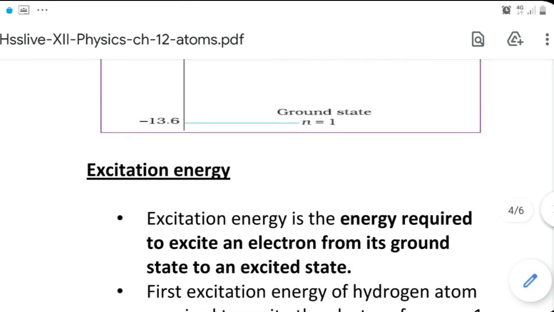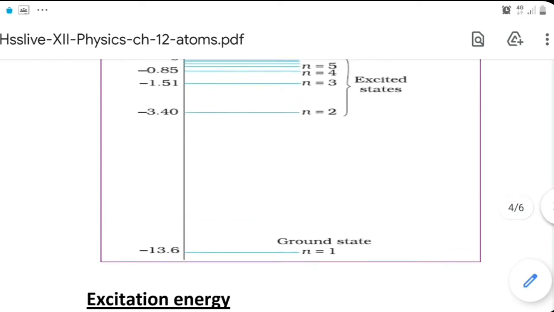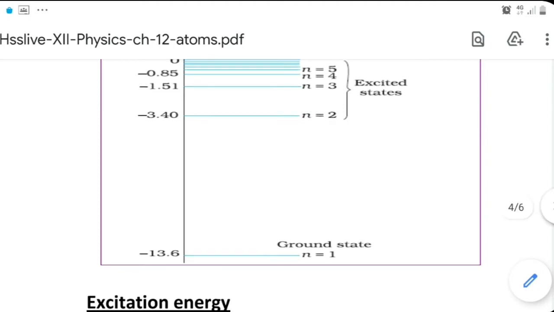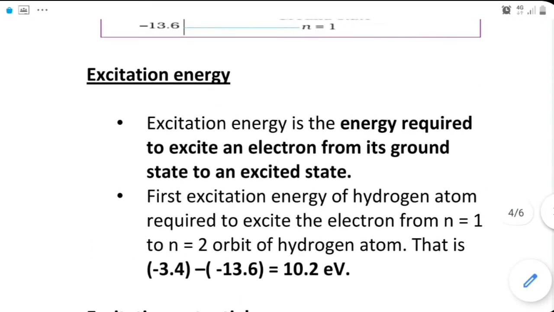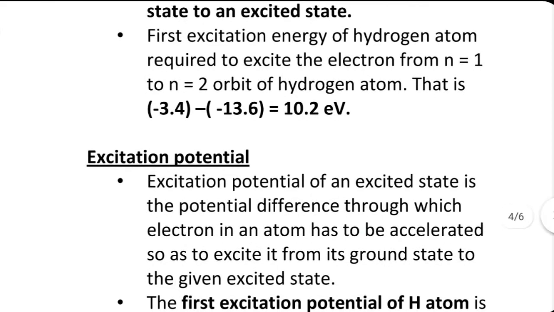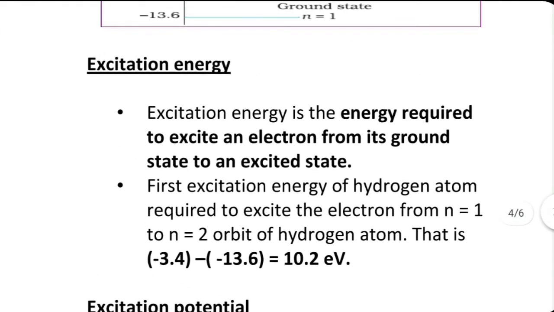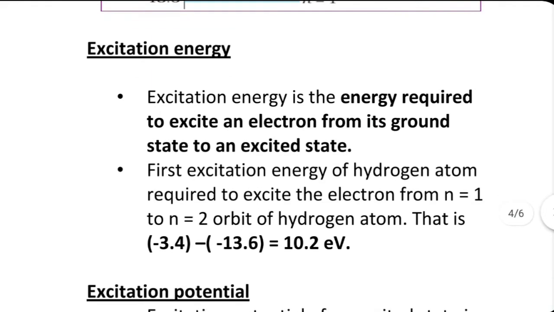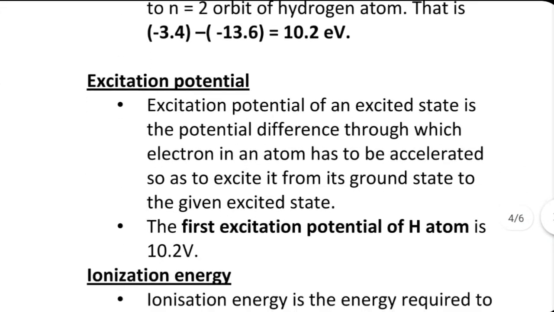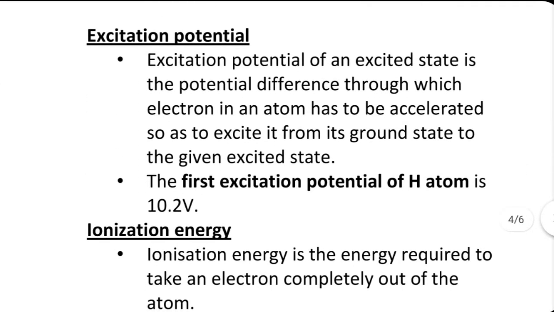We can just find the difference. For n = 1, it is -13.6, and for n = 2, it is -3.4. So -3.4 minus (-13.6) is 10.2 electron volt. So the first excitation energy in the case of the hydrogen atom is 10.2 electron volt. Like that, we can find different excitation energies.